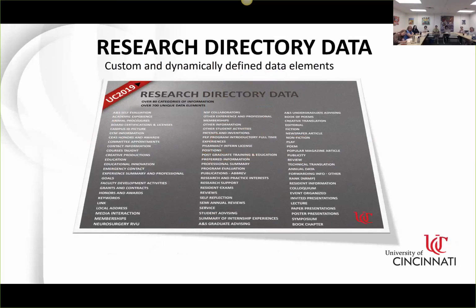All right. So research directory is built to be dynamic, meaning that we wanted to make sure we supported the ability to add different categories of information as needed, getting back to the point that every group has different needs, and we wanted to make sure we could accommodate. At the time that we took this screen capture of elements, we had over 80 categories of information and 700 unique data elements. That is now about 94 categories of information, over 900. Again, that's based on needs.